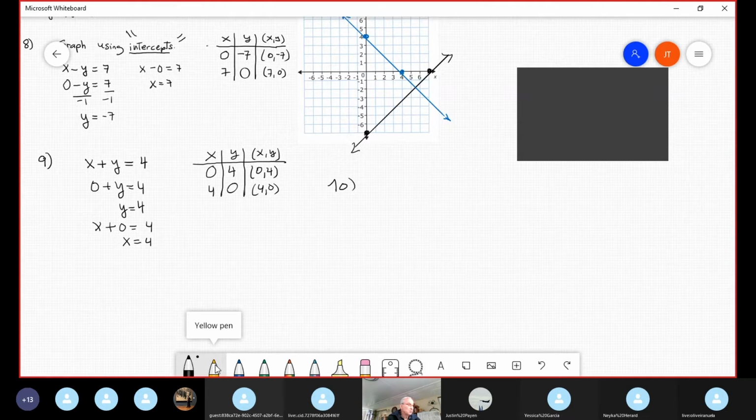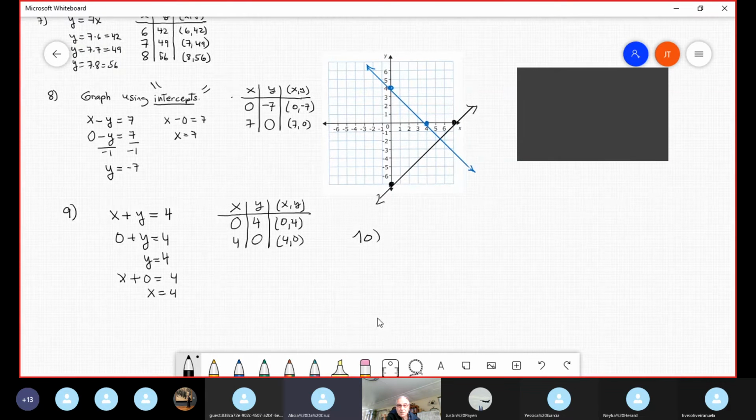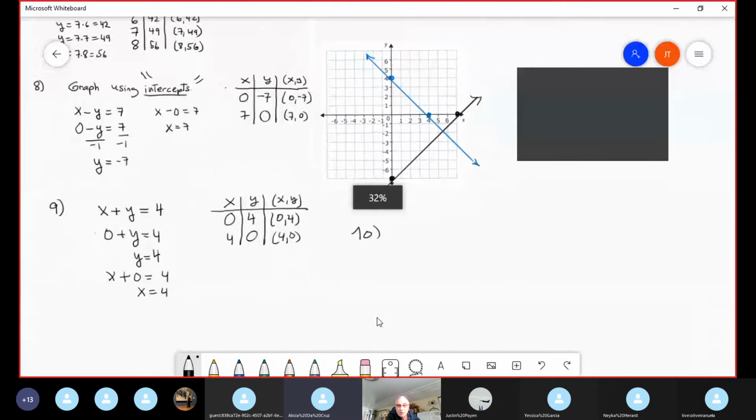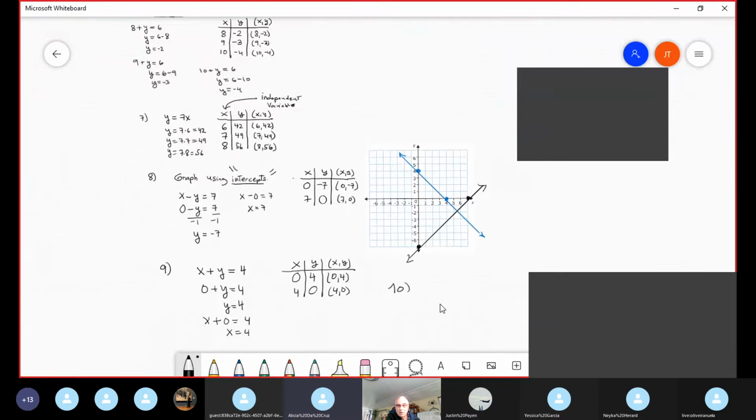Number 10. Professor, before you move on, there's a little black box blocking the screen, in the way of the screen. I don't know if you could move that or not. Yeah, I see it too on my side. It's just a black square right under the blue and red button circles. We all can see it.